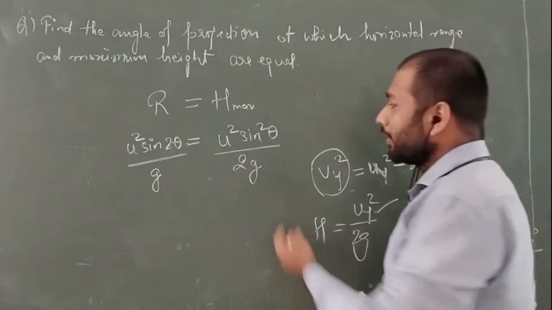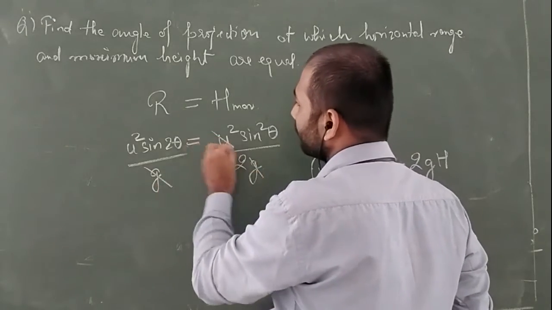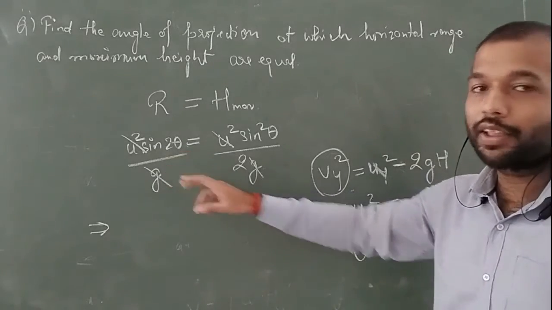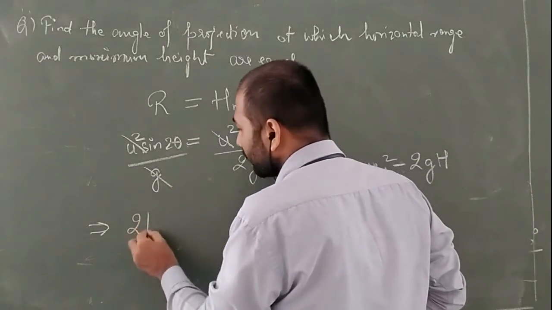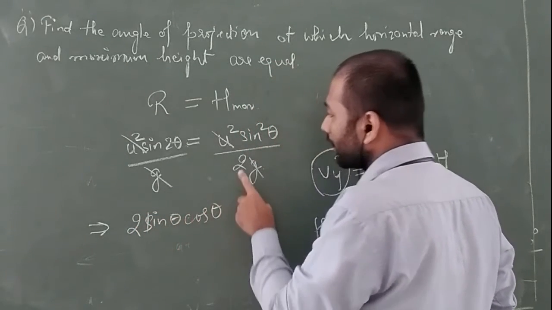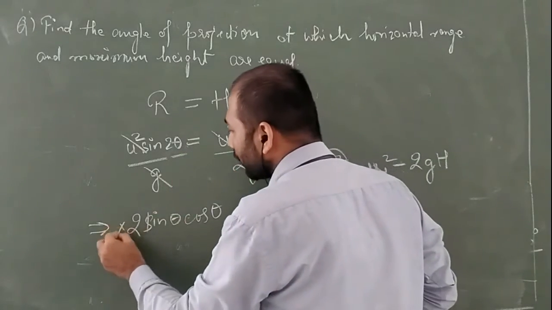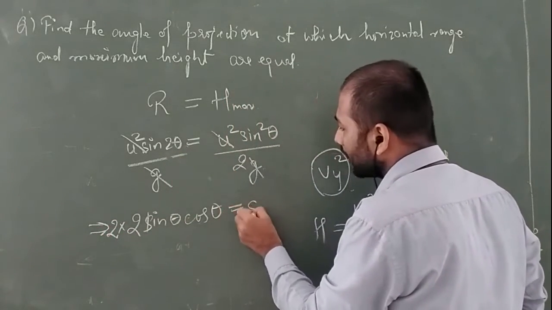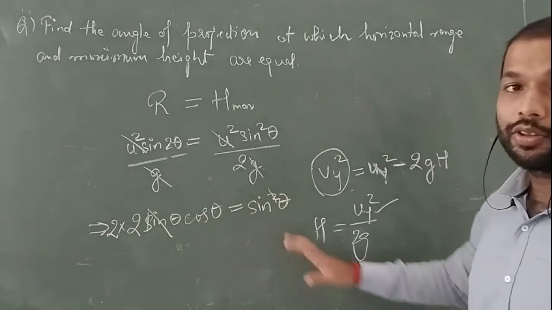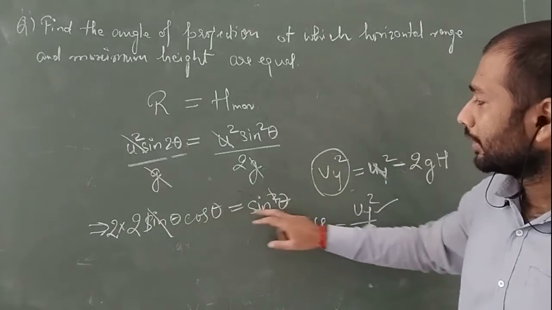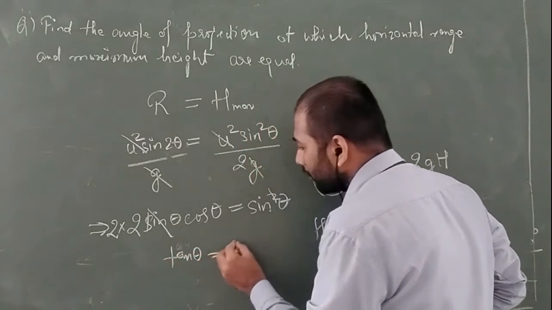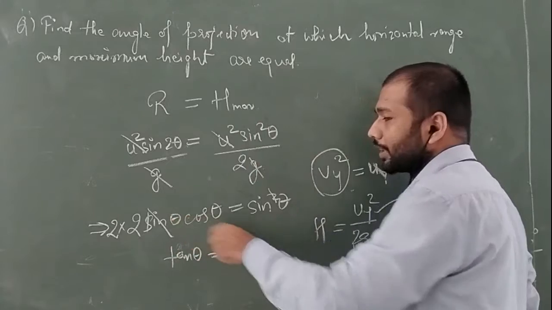Now just equate it and cancel our terms. So we can further write sine 2 theta with the half angle formula, which is 2 sine theta cos theta. Let's bring the 2 over here, so this will also multiply with the 2, and this is equal to sine square theta. One sine and another sine will cancel out, and what we are getting is cos theta over sine theta, which is tan theta, equal to 4. Tan theta is equal to 4.